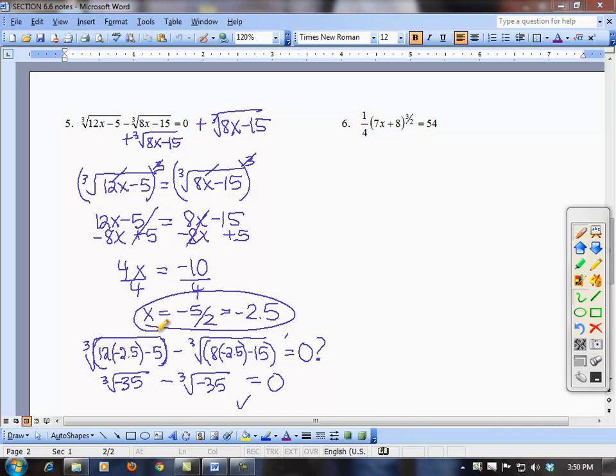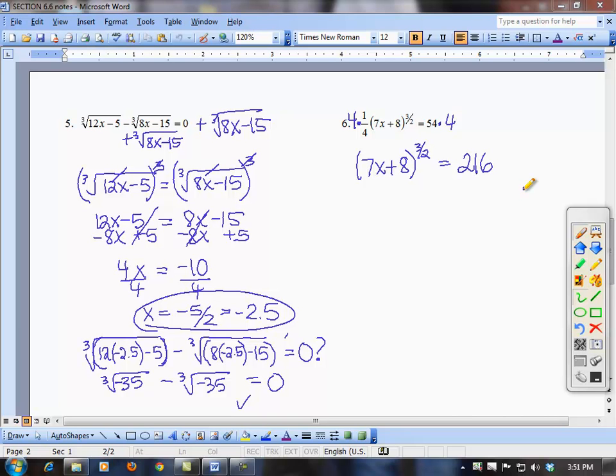All right, one last question, and it's kind of like one we've previously done. I can't get inside the parentheses to get x until I get rid of what's on the outside. So I'm going to start with the 1/4 because the exponent is going to come last here. If I start with 1/4, instead of dividing by 1/4, I'm going to multiply by its reciprocal of 4. So I have 7x plus 8 to the 3/2 power equals 54 times 4, which is 216.